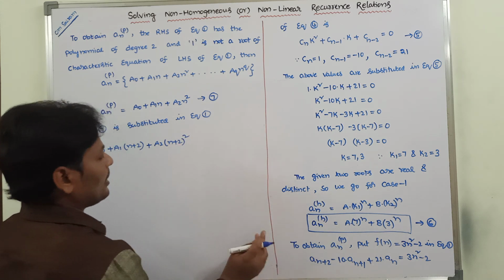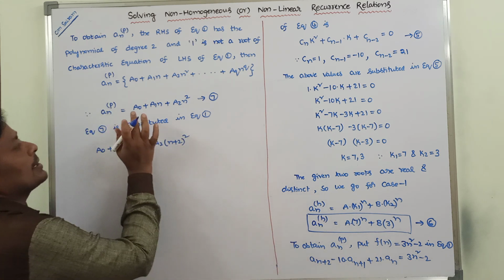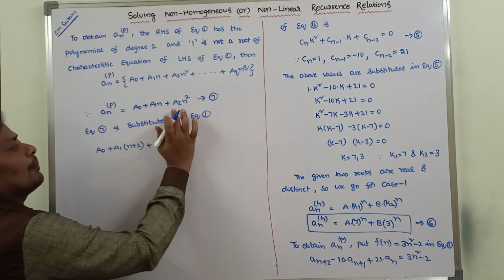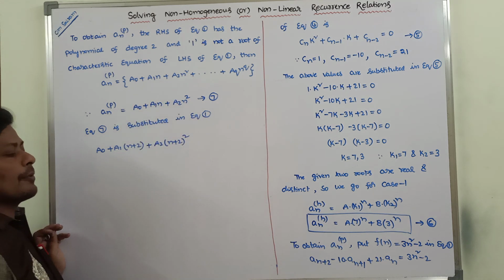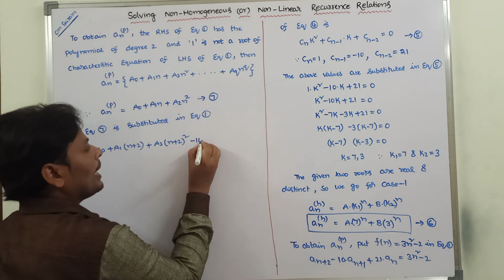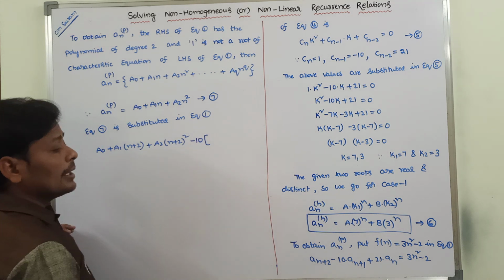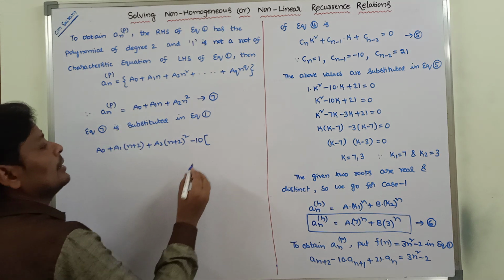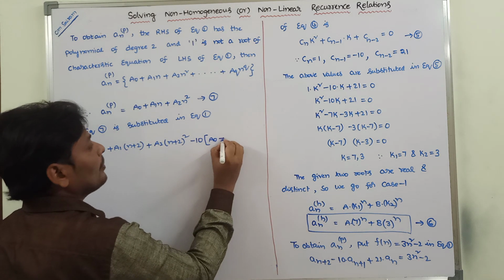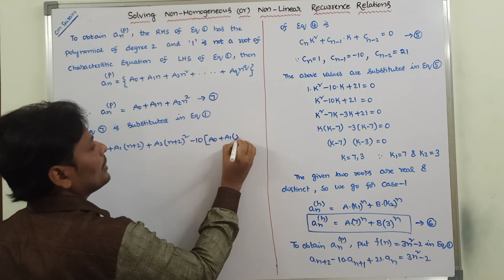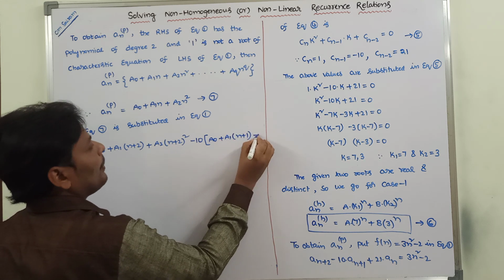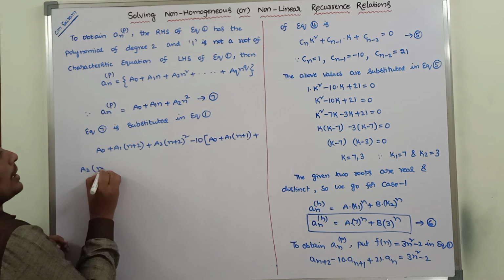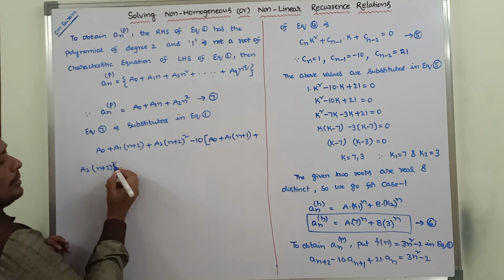Okay, this is the first term. a suffix n plus 2 is nothing but a0 plus a1 (n plus 2) plus a2 (n plus 2) whole square, minus 10 into a suffix n plus 1. In the place of n we are substituting n plus 1, so that is a0 plus a1 into (n plus 1) plus a2 into (n plus 1) whole square.